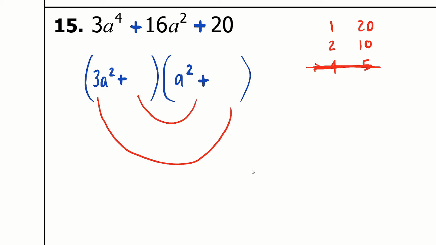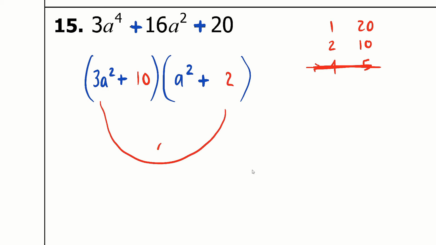My next ones I would probably try would be 2 and 10. Well, if I do 2 here, 10 here, well, 3 times 10 is 30. I'm already way over. So let's switch these. Let's do 10 here, 2 here. What's 3 times 2? 6. What's 10 times 1? 10. What will 10 and 6 combine to get? Bingo. There it is.